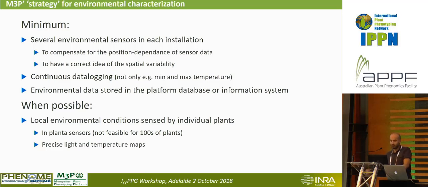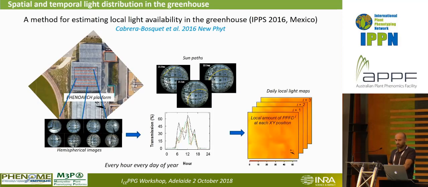And this can be achieved by placing the sensors directly on each plant, but this is not feasible when we have hundreds of plants. Or having precise maps of light or temperature or other environmental variables. And I'm going to show just quickly a few of the methods that we used. This was presented in the previous IPPS in Mexico. This is a method for mapping the local light in a greenhouse by using hemispherical images.